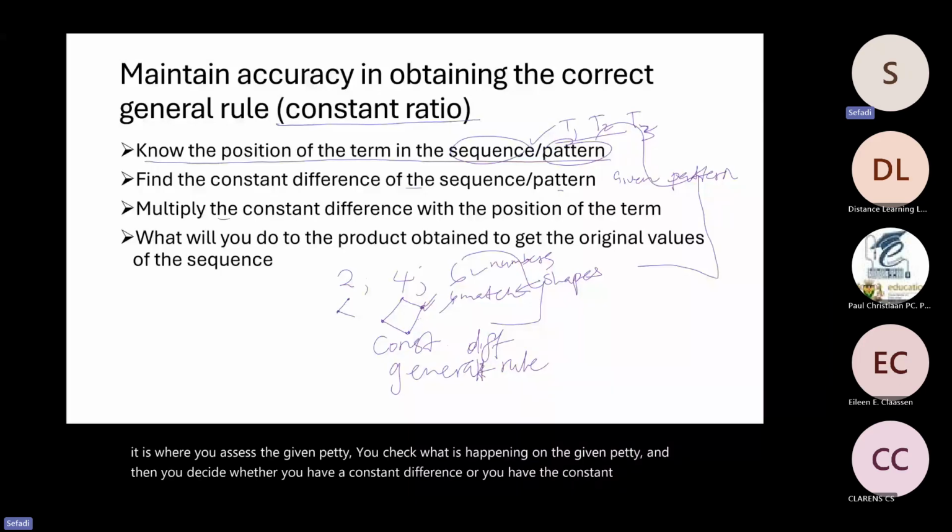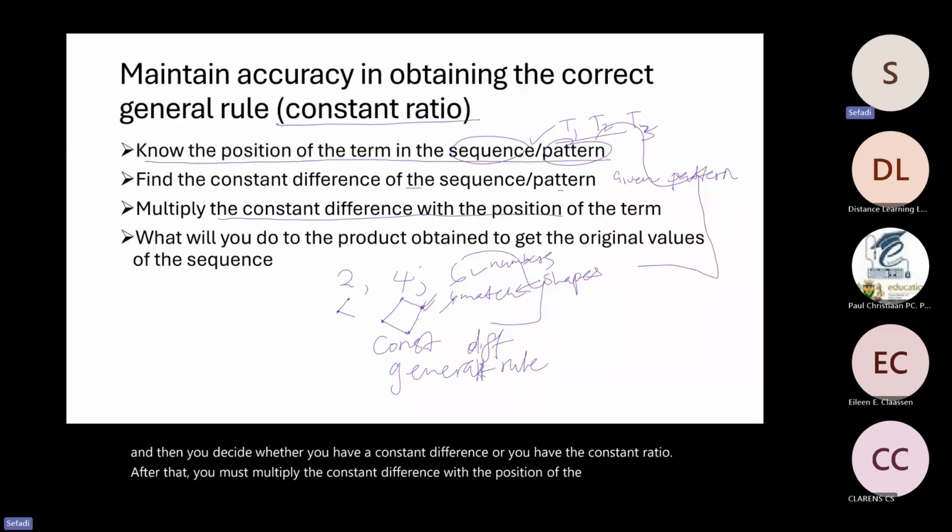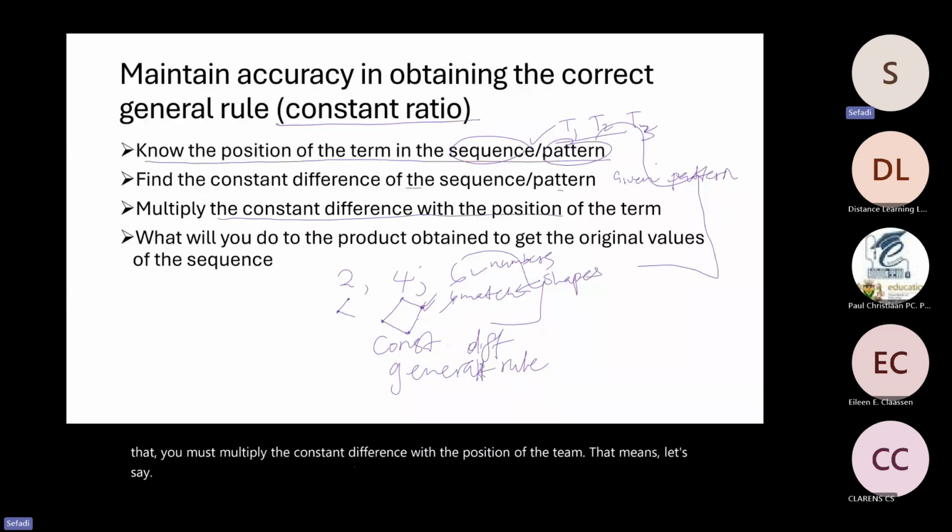After that, you multiply the constant difference with the position of the term. That means, let's say here, you did find your constant difference as 2.